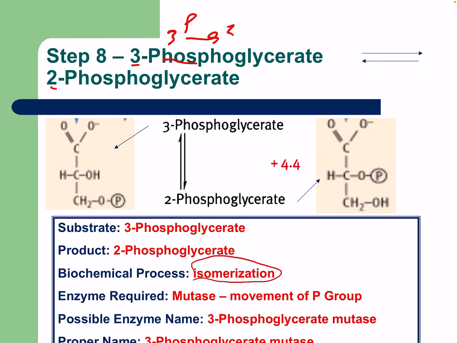But in this case, it's called a mutase. But we'll talk about that soon. So again, we go from 3-phosphoglycerate to 2-phosphoglycerate through isomerization. The enzyme required is a mutase, which involves the movement of a phosphate group. So even though it's isomerization, a changing of structure, if a phosphate is being moved, this involves mutase enzymes. We can see here the phosphate is moving from here to up here, and then the hydrogen is going down. So the enzyme is 3-phosphoglycerate mutase.